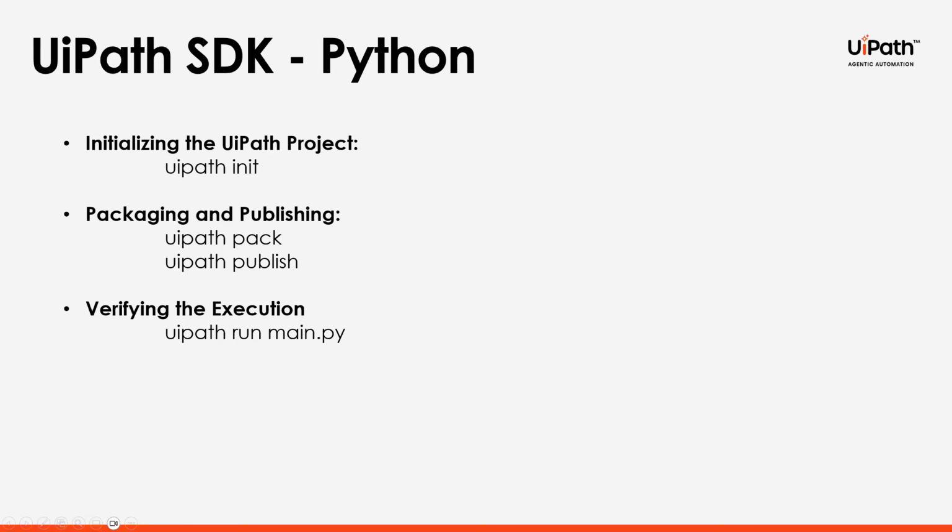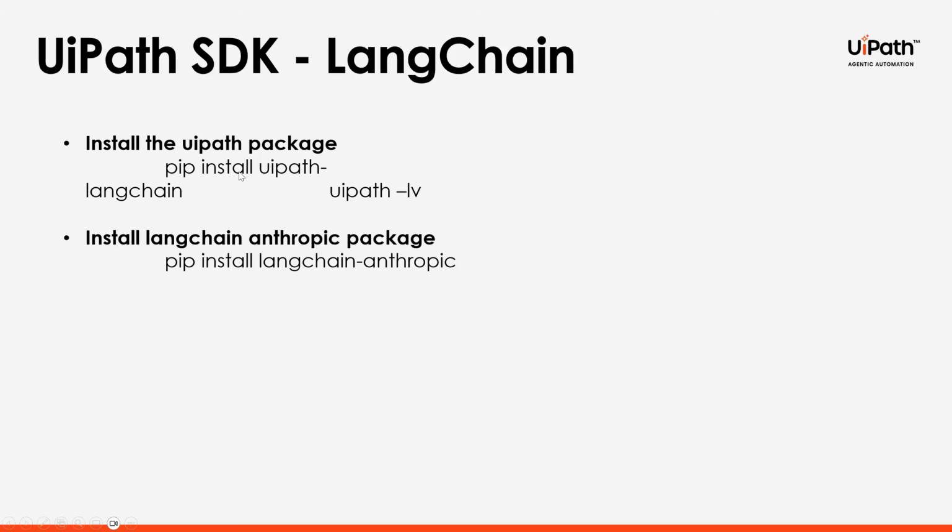Let's see how to install LangChain. Run pip install uipath-langchain to install the LangChain package. To verify whether the LangChain package was installed, we'll run the command uipath -lv, which will display whether it was installed or not. And pip install langchain-anthropic is the LangChain integration package for Anthropic models such as Claude. Similarly, if you want to install it for GPT, you can change it to OpenAI. If you want to install it for Gemini, you can change it to Google GenAI.